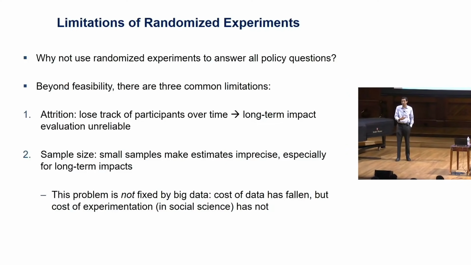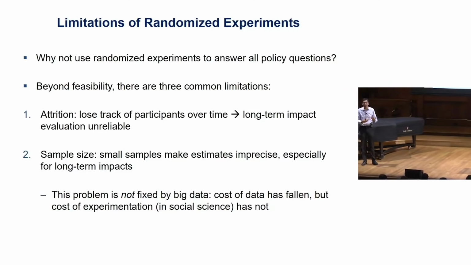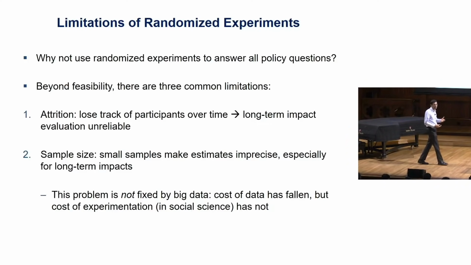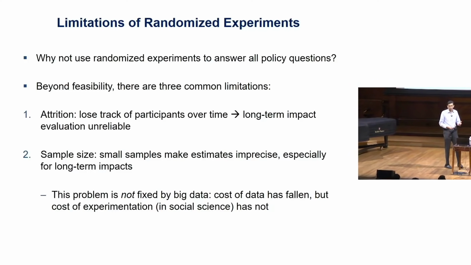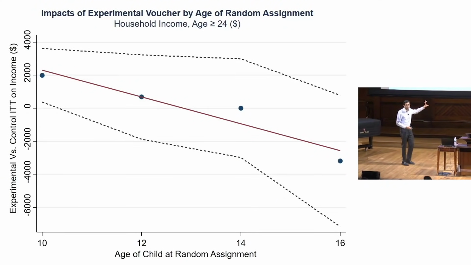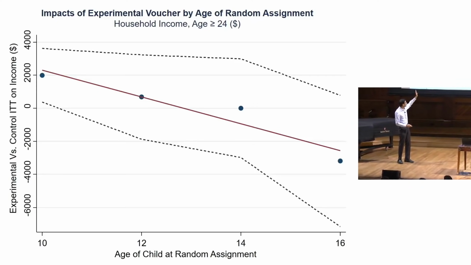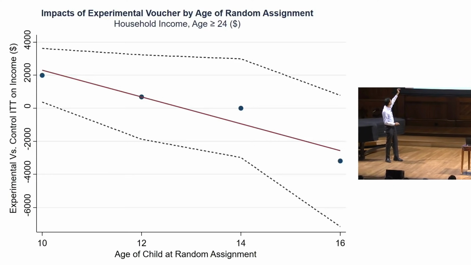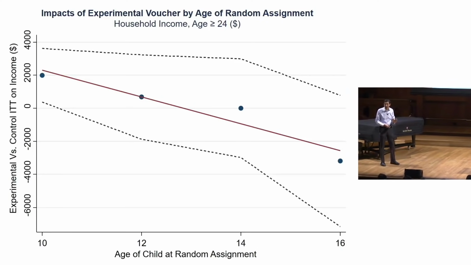In fact, I think the cost of experimentation has actually gone up over time because you worry about more things. You have to pay people more to participate in experiments, things like that. So it's not going to become cheap to run experiments with millions of people of this type anytime soon. And so the result of those small sample sizes, the lack of precision, is illustrated by this chart here. Okay, so what I'm doing here now is plotting the experimental versus control means versus the age of the child at the point that they were involved in the experiment, okay?